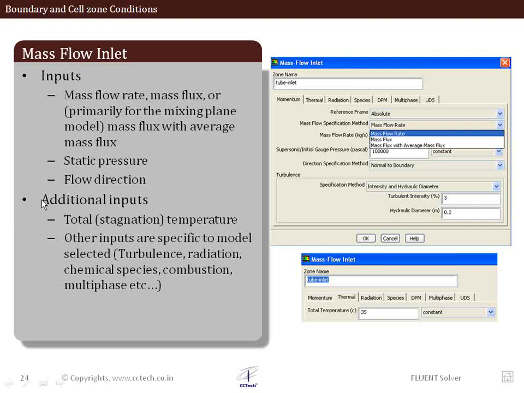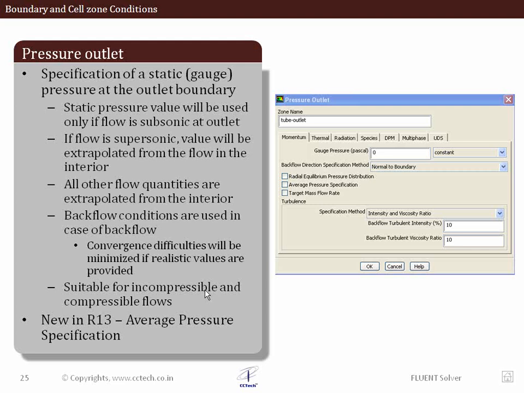The other inputs, like supersonic or inlet static pressure and flow direction specifications, remain the same as described for other boundaries so far. And if there are additional models, then some inputs are required for the total temperature. Mind you, for pressure inlet and for mass flow inlet, the specification required at the inlet is the total temperature or the stagnation temperature. It's not the static temperature, unlike for velocity inlet. And other inputs, dependent upon the models, can also be included.